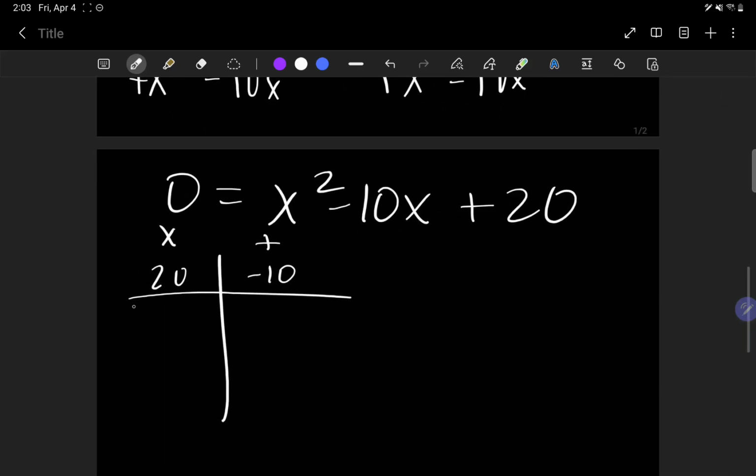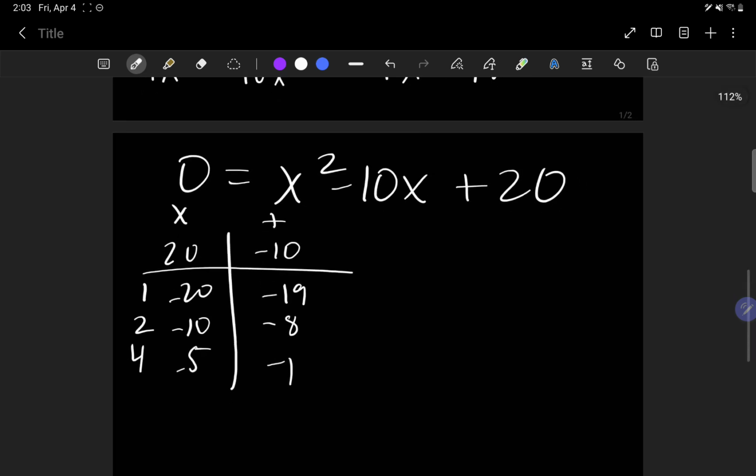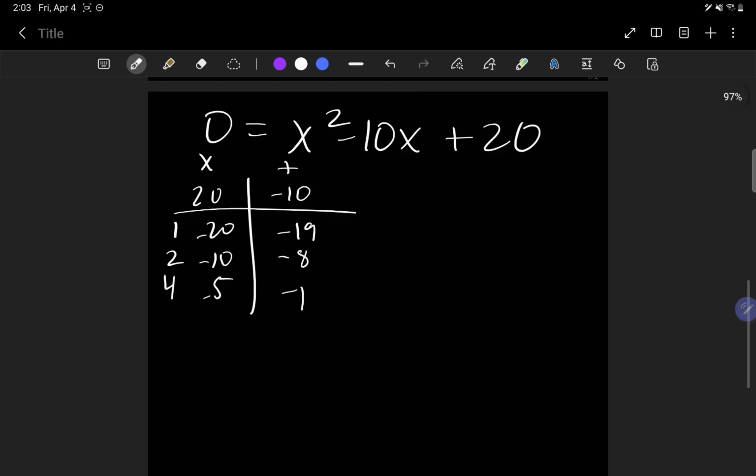Oh, I see. 1 and 20, 2 and 10, 4 and 5. And they need to add to be negative, so the larger one's negative. If I add them together, I don't get negative 10. So, that sucks. Factoring, you failed me. I know. Actually, you failed Caitlin, not me. So what I would do next is quadratic formula.